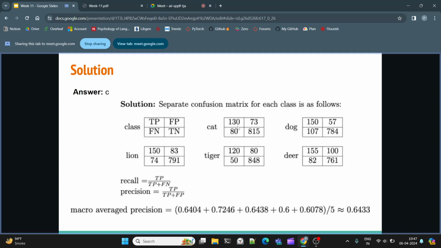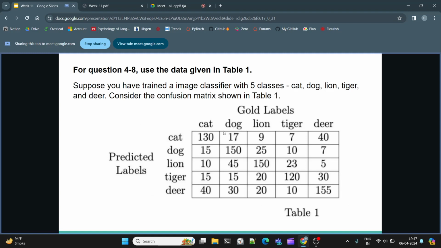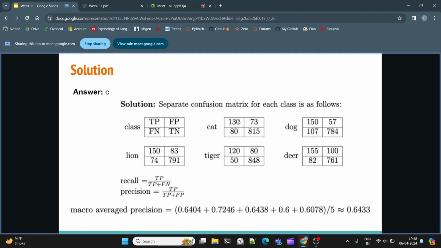Now let's go to the false negative. The false negatives are these ones. These were predicted to be something else, dog, lion, tiger, deer, but these ones were actually cat. So you sum these and you get 80.